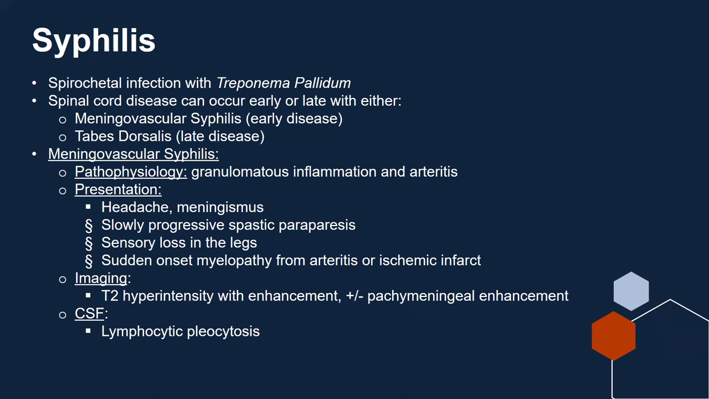meningitis and strokes. Patients will have meningismus, headaches, as well as a slowly progressive spastic paraparesis that occurs over months, and there's typically sensory loss in the legs. It can be a subacute and slowly progressive process, but it can also present as a sudden or acute onset myelopathy secondary to the arteritis or ischemic infarct of the cord.